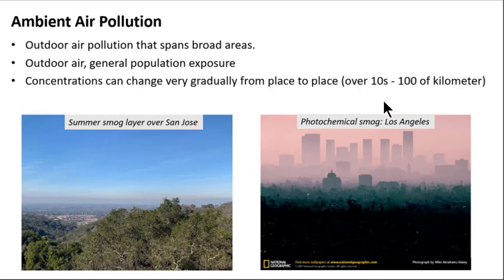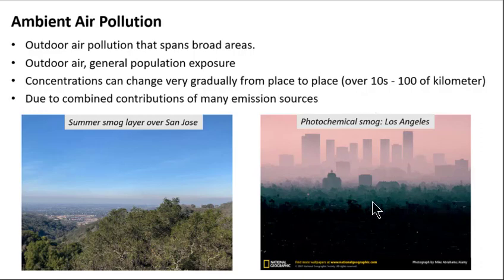Third, concentrations can gradually spatially change over the city or city metropolitan area. However, this change is gradual and takes place over relatively large distance scales, say over tens of kilometers. Fourth, ambient air pollution is the result of the total combination of the many emission sources across the city, rather than any one source specifically.